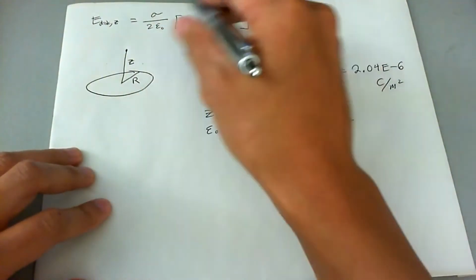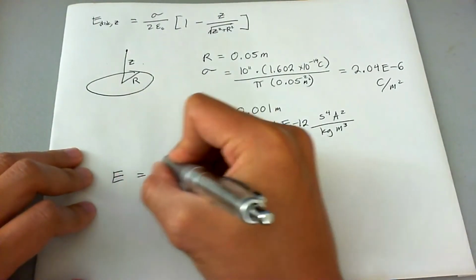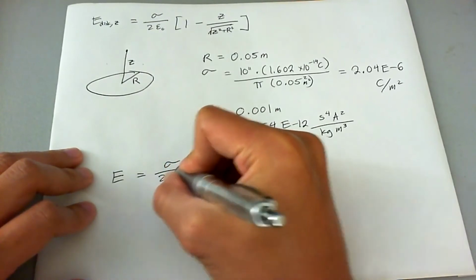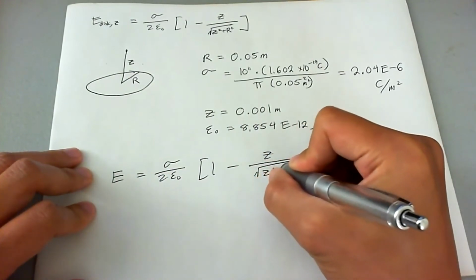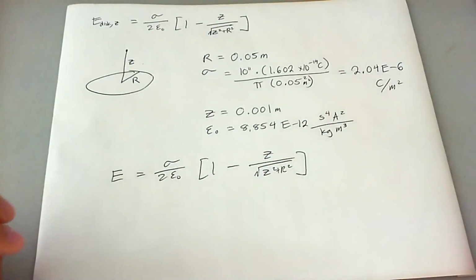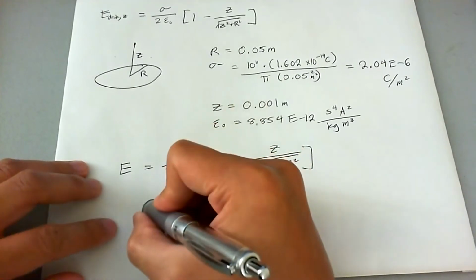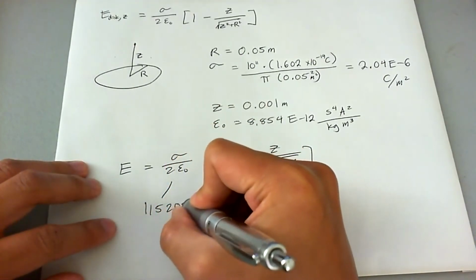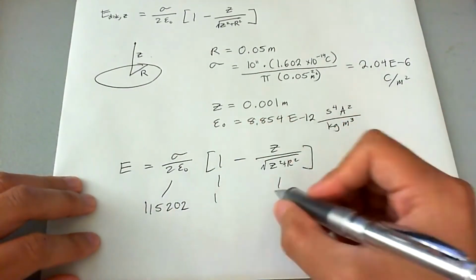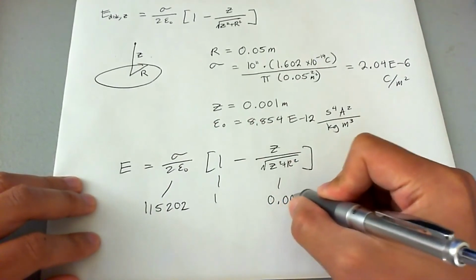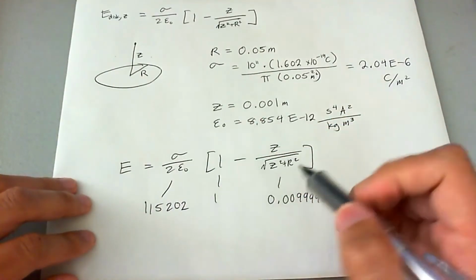So going back to the original equation here now with all the parameters given to us and written down. So we have E is equal to sigma over 2 epsilon naught times 1 minus z over root z squared plus r squared. And to calculate it, let's try to make it easy by just calculating each component individually. So the calculation of this ends up being just 115,202, and just kind of give as many significant figures as you think is reasonable. This is just going to be 1. And this is going to be 0.0099995.